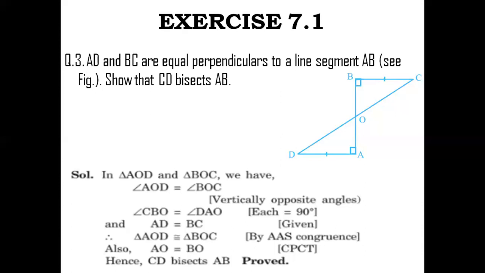Yes. So if we could prove that OA is equal to OB, we can actually prove that CD bisects AB. Now, from the figure itself, you can see two triangles. Let us start with them.